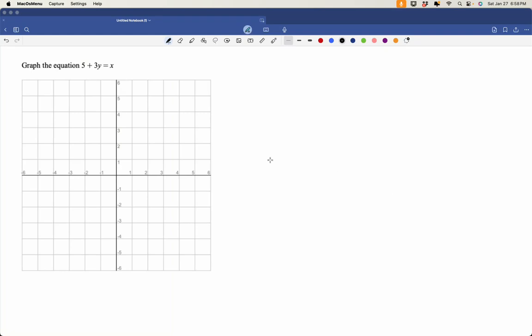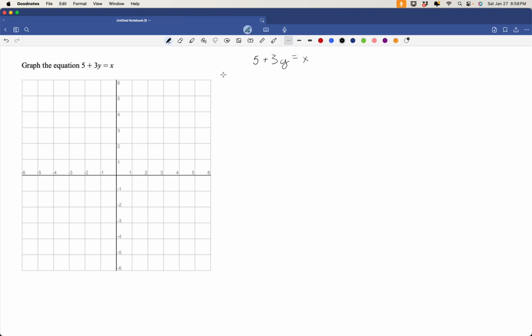So let's look at the ones that you struggled with on lesson 75. So here's the second problem. It says to graph the equation 5 plus 3y equals x. So the first thing we have to do is take this equation and put it in the proper format.